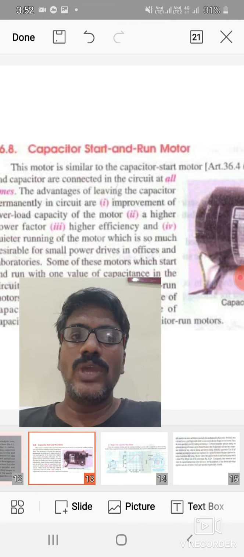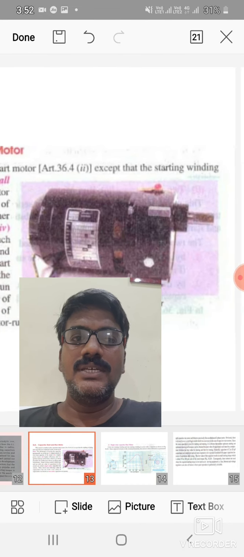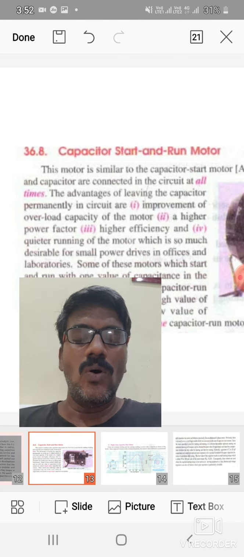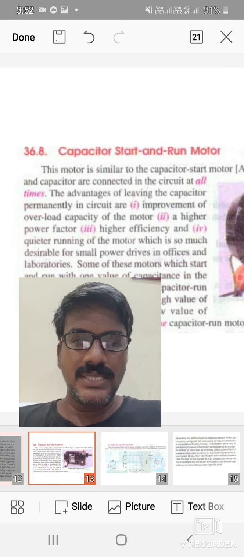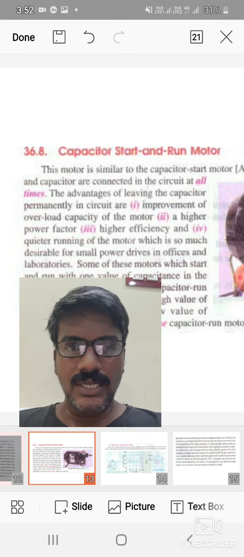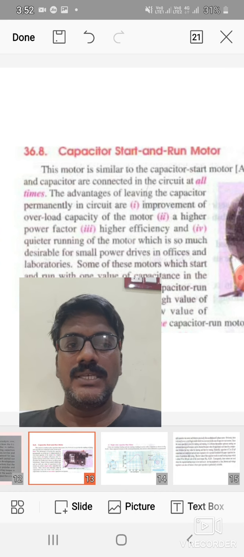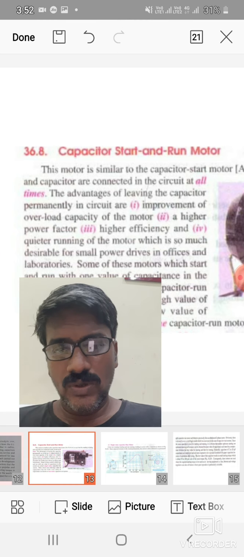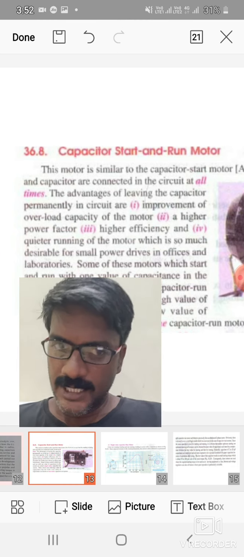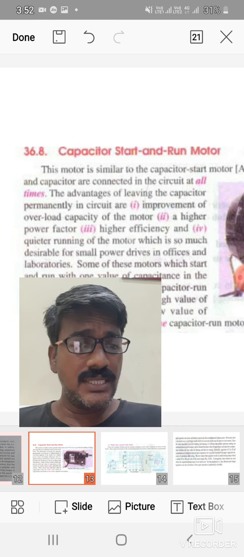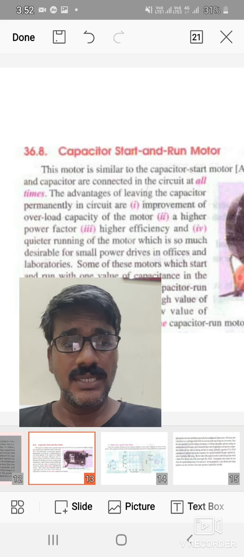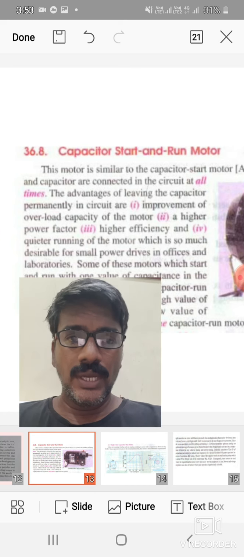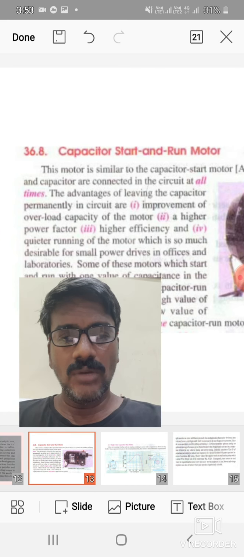This motor is similar to the capacitor start motor only, except that the starting winding and capacitors are connected in the circuit all the time, right? The capacitor and main winding, auxiliary winding or starting winding are connected in the circuit at all times. In the running condition also, these two are connected to the supply, right? The remaining construction remains the same. Rotor connection remains the same. The rotor is again a squirrel cage type, and the bars are skewed and short circuited by the two end rings.